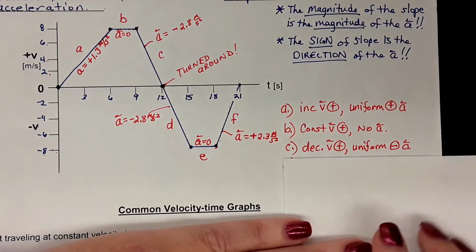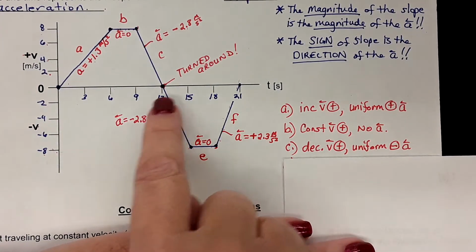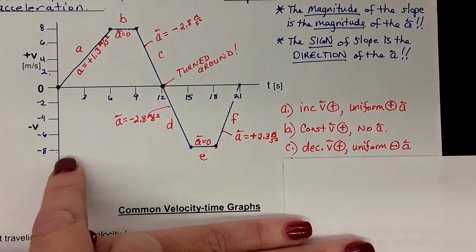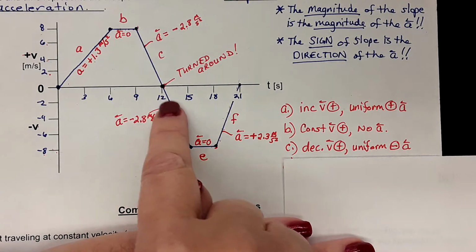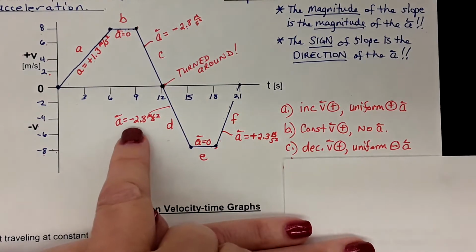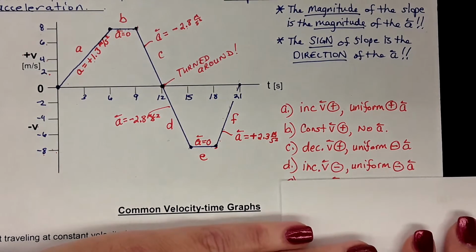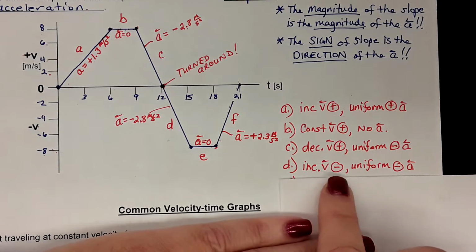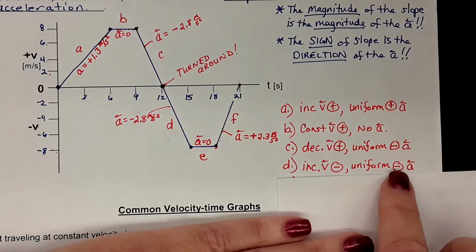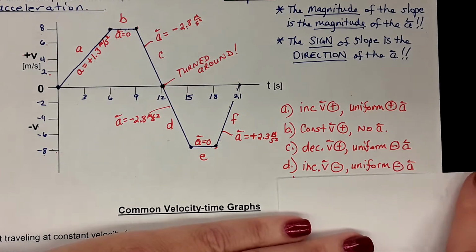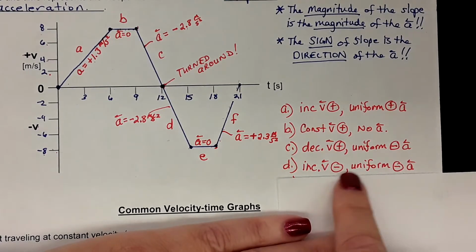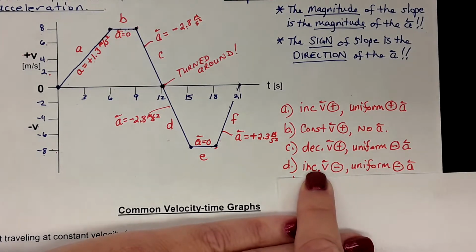Now let's look at D. On D, we have increasing velocity in the negative direction because we have a uniform, that means straight line, uniform, negatively directed acceleration increment. Notice again, same sign, increasing velocity.